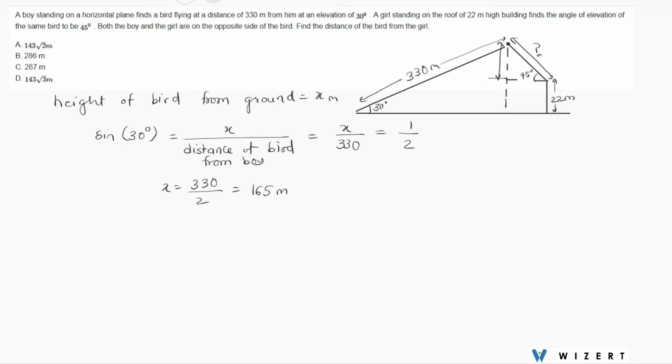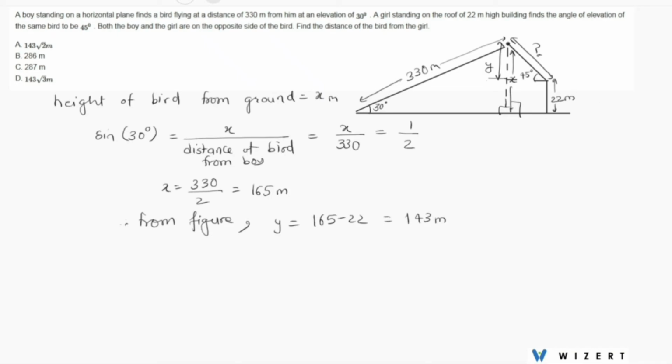Now the height of the bird from the ground is 165 meters, so the height of the bird above the roof, that is this distance from 22 meters upward, let's call it y, and let's call this x. So from the figure, y is equal to 165 minus 22, which is equal to 143 meters. So we get y equal to 143 meters.